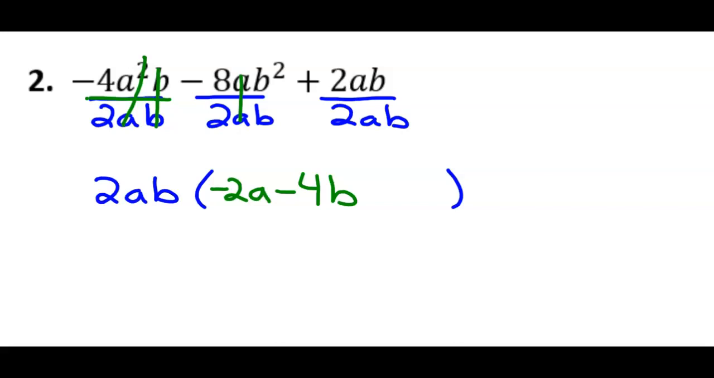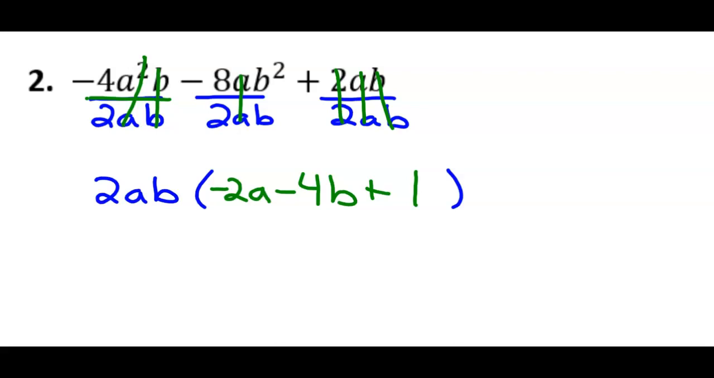My 2's, 2 divided by 2? 1. A divided by A? Cancels. B divided by B? Cancels. What's 1 times 1 times 1? 1. If you do not put this 1 here, you're going to have a wrong answer.